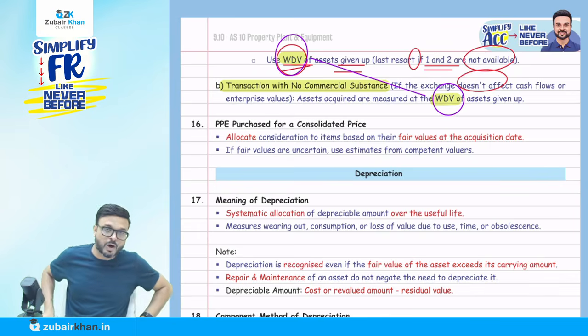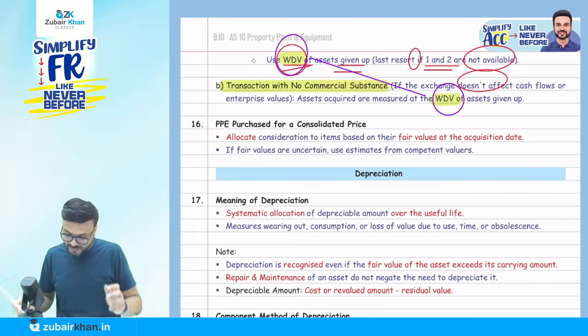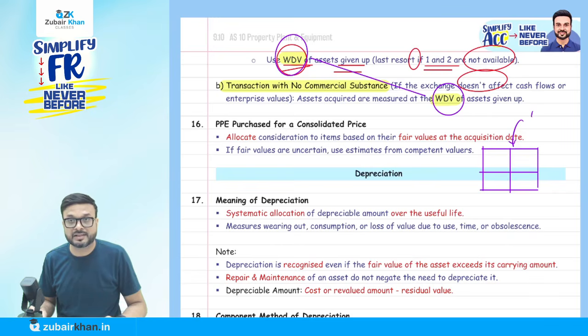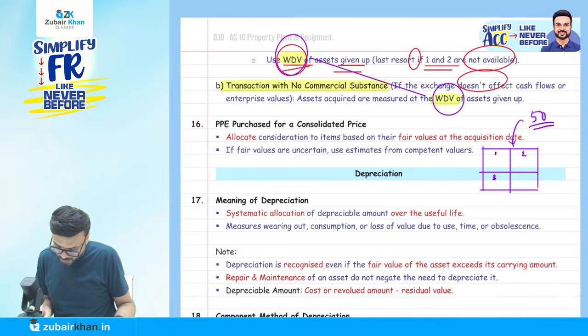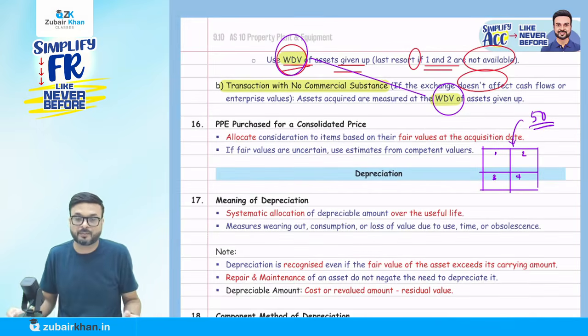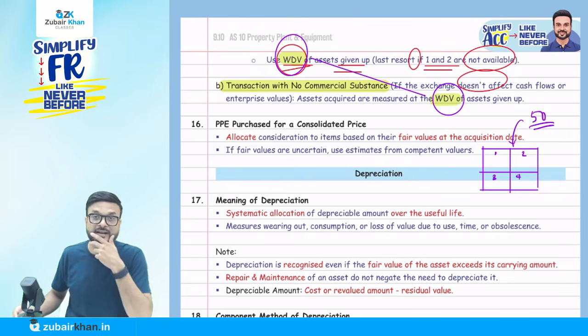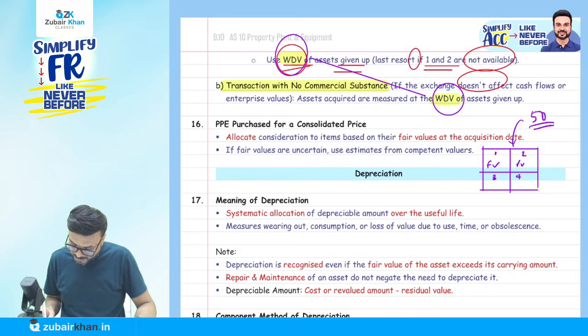The last part of PPE is that here PPE is purchased at a consolidated price. What does it mean? I have purchased 4 assets. How much did I pay for it? Let's say I paid 50 lakhs for it. But there are 4 assets, 1, 2, 3, 4, and I'm going to recognize them separately. So I paid 50, but how should I decide how much of that 50 to allocate to 1, 2, 3, 4? They say look at the fair value of all these 4.